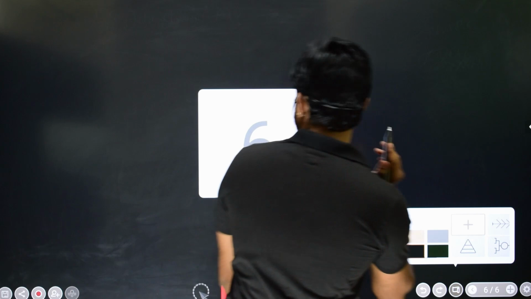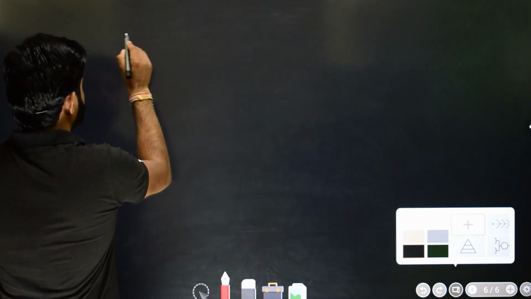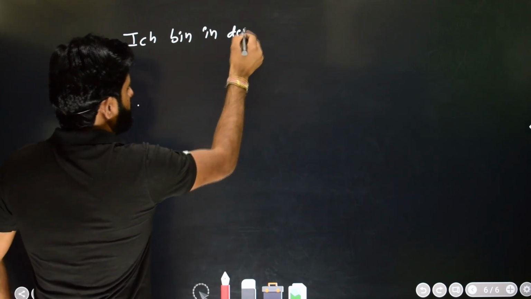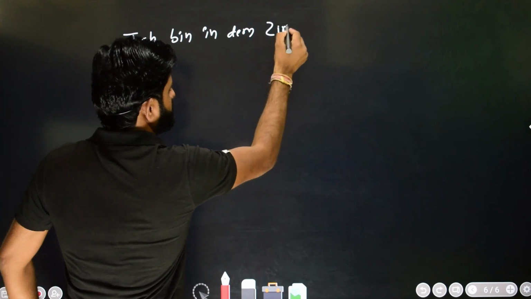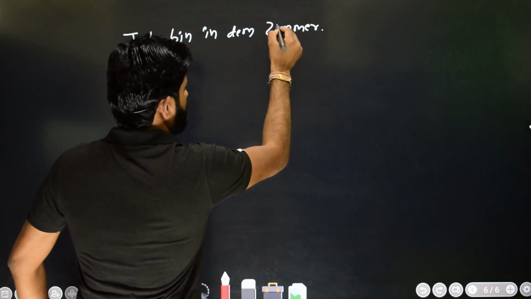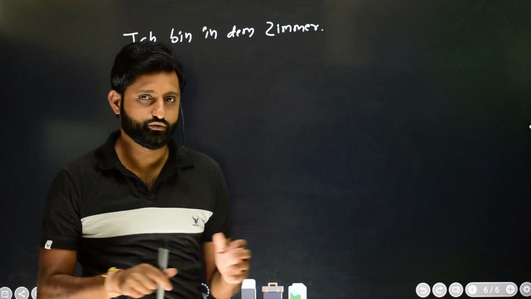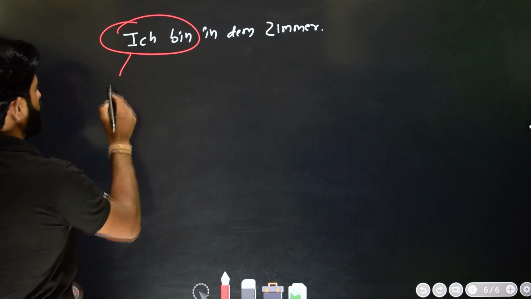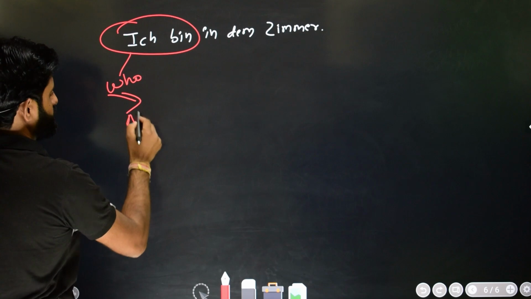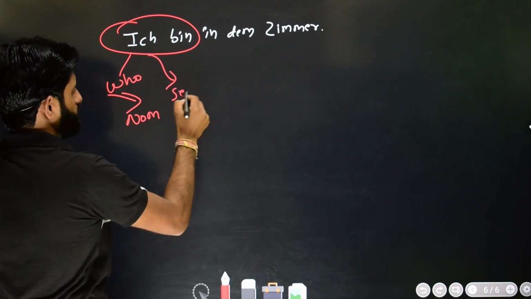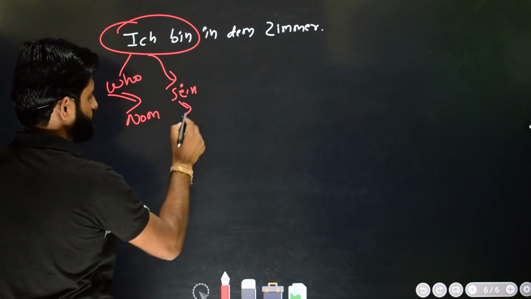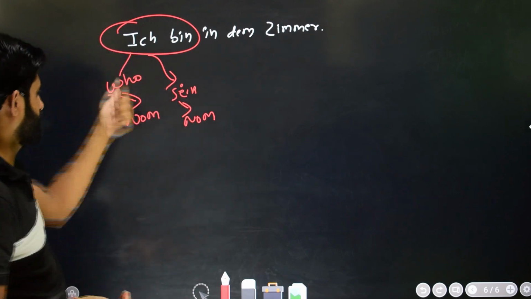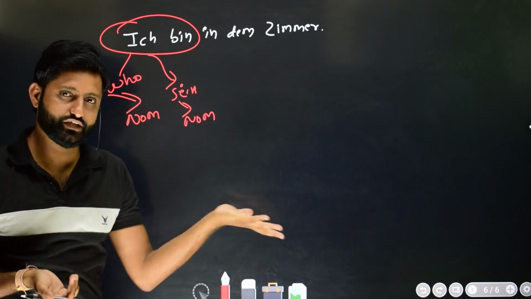Let's take more examples. Ich bin in dem Zimmer. Ich bin in dem Zimmer means I am in the room. So let's break the sentence. Here we have a question with who. That's why this is nominative. The second way is that the sein verb is there. That's why it is also nominative. So we can identify this part of the sentence with two tips. First one is with the help of the question. Second is with the help of the sein verb. If the sein verb is there, it will be nominative.